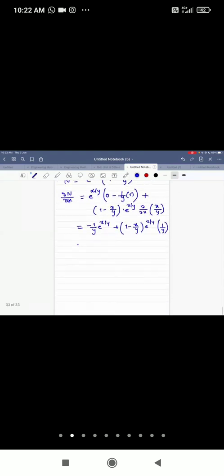Now I'll simplify this term: minus 1 by y e raised to x by y plus 1 by y e raised to x by y minus x upon y square e raised to x by y. So now what is happening? This term is getting cancelled and I am getting minus x upon y square e raised to x by y. Is my point clear to all?